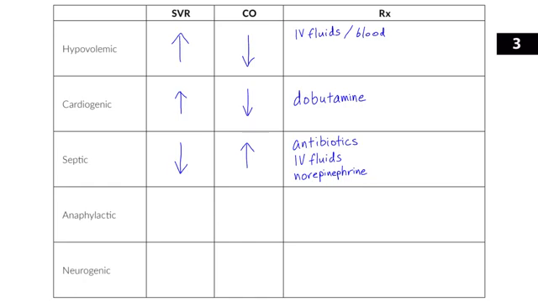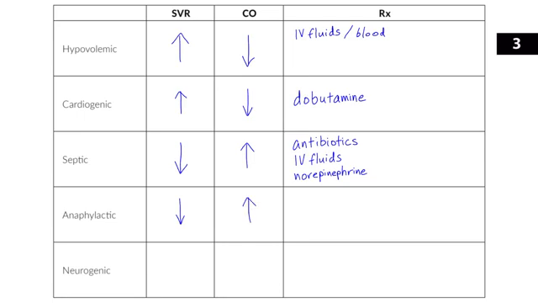The next one is anaphylactic shock, which looks a little bit like septic shock because the underlying cause is vasodilation again. Anaphylaxis occurs when the immune system is pre-sensitized to some allergen. When that allergen is encountered, there's degranulation of mast cells and basophils, and lots of vasoactive amines like histamine are released, and that causes massive vasodilation. So just like in septic shock, the SVR will fall and the cardiac output will rise to compensate.